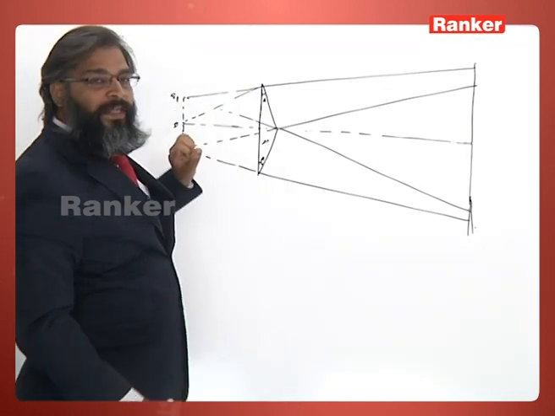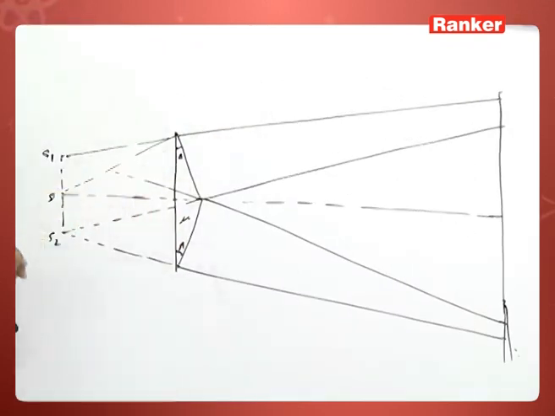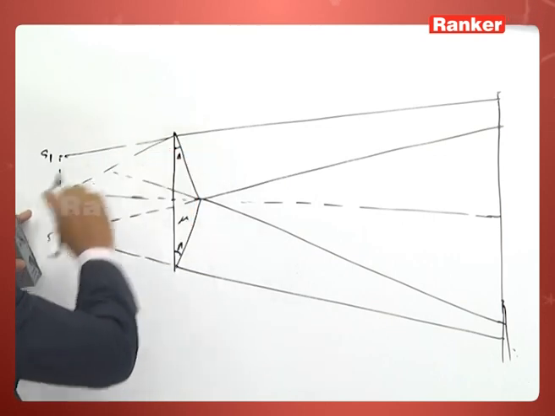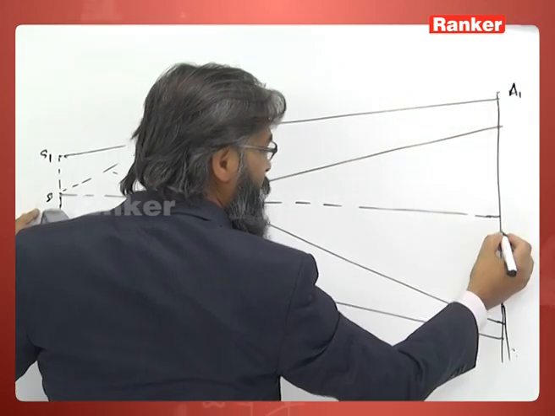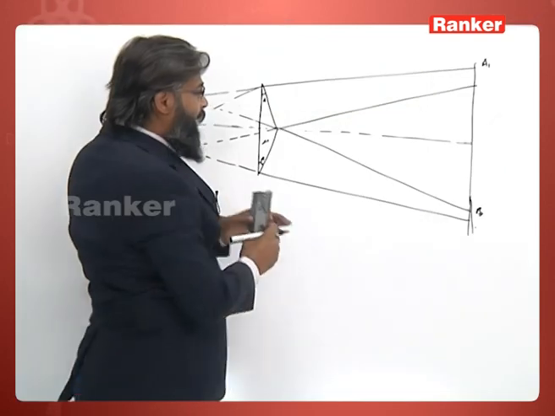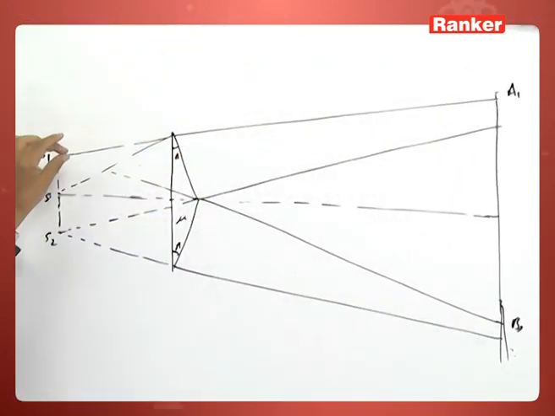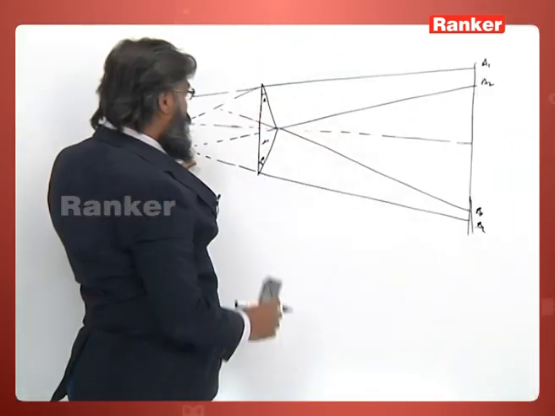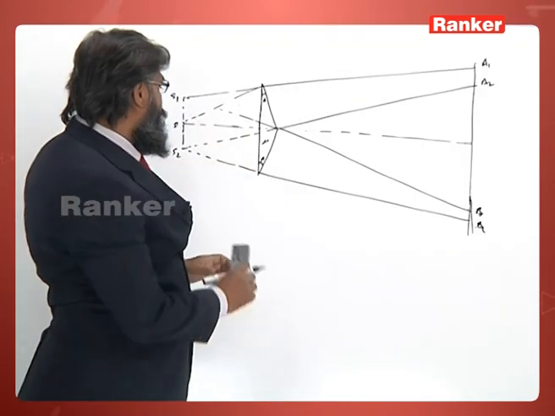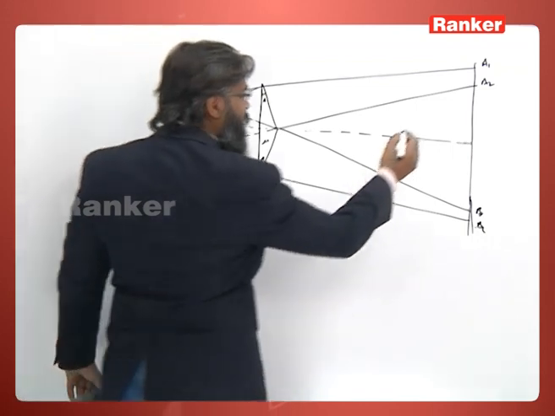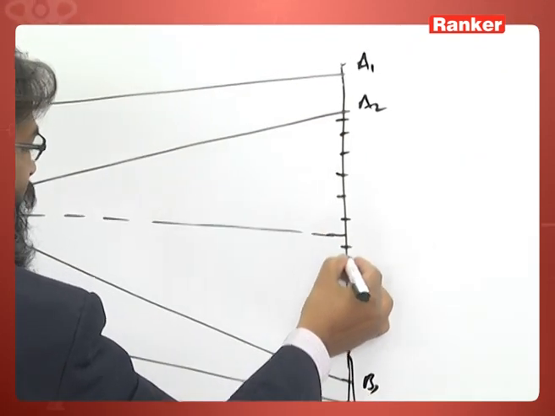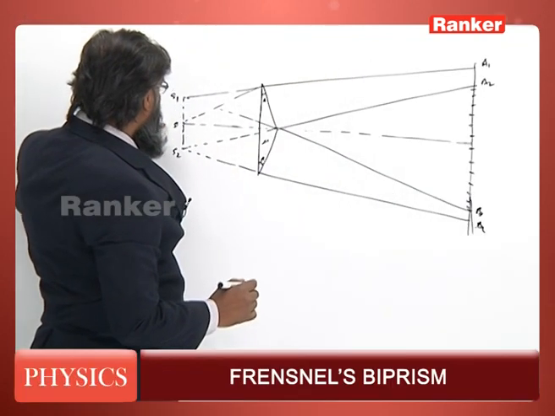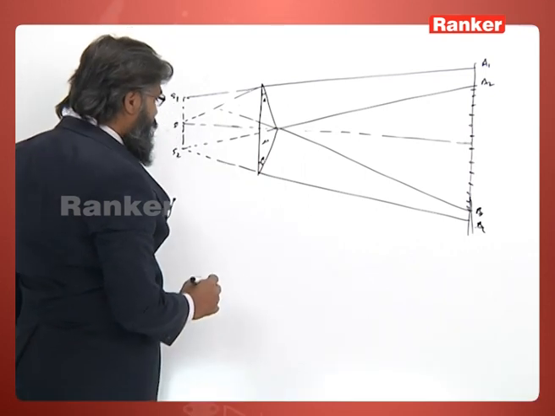Now this is my Fresnel's experiment. This is the biprism, this is the source S. Now the wavefront that is refracted, suppose A1B1, is the region illuminated by the upper wavefront, and A2B2 is the region illuminated by the wavefront from S2. These are virtual sources. So this is the region where we are going to have the interference pattern. First let us calculate the slit width, the distance between the slits S1S2.